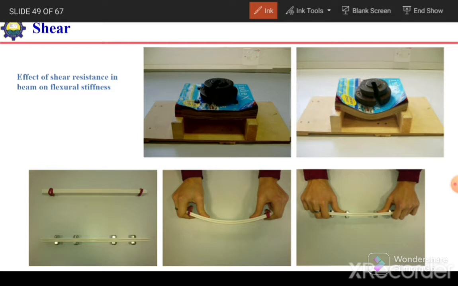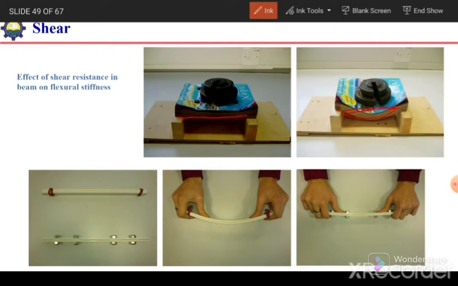And if we consider it as a beam and apply the load, in the first case when we have inserted the bolts, there will be very small deflection. This is because this shear resistance has improved the flexural capacity of the beam. But in the second case, where these pages are free to slide over each other, the stiffness of the beam will be significantly less, and as a result the beam will deflect.